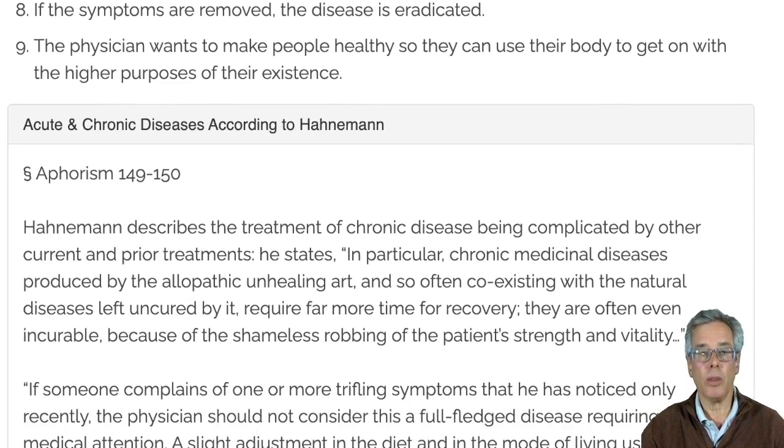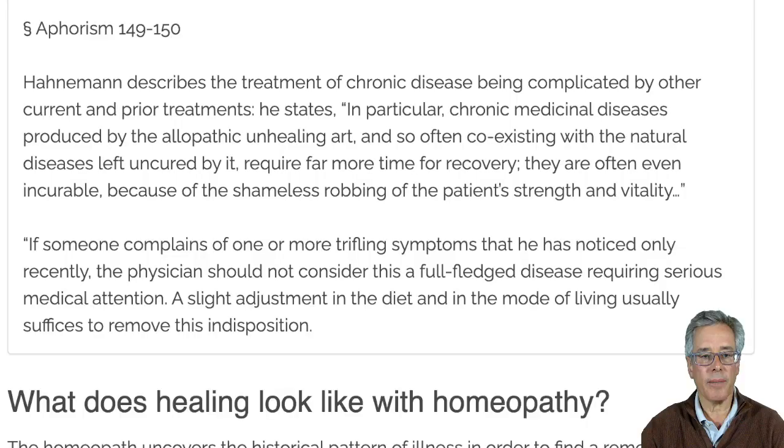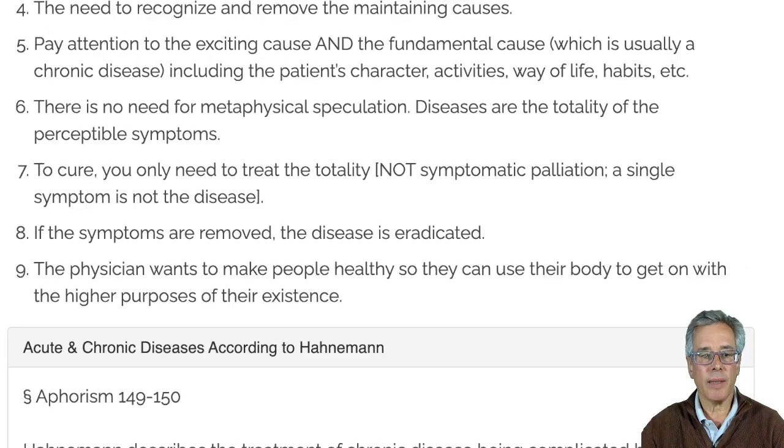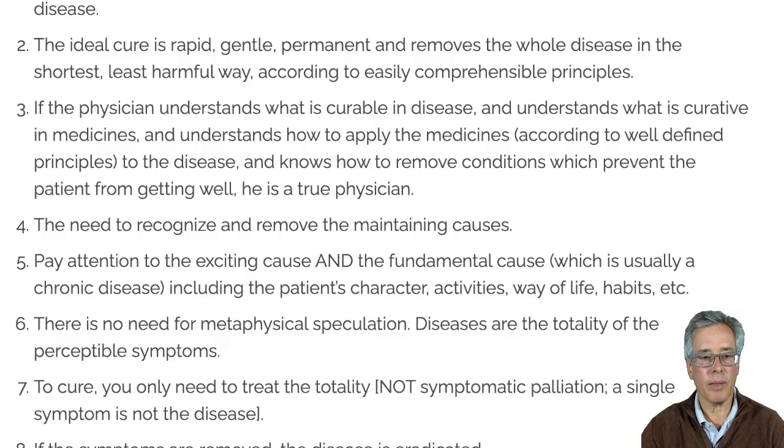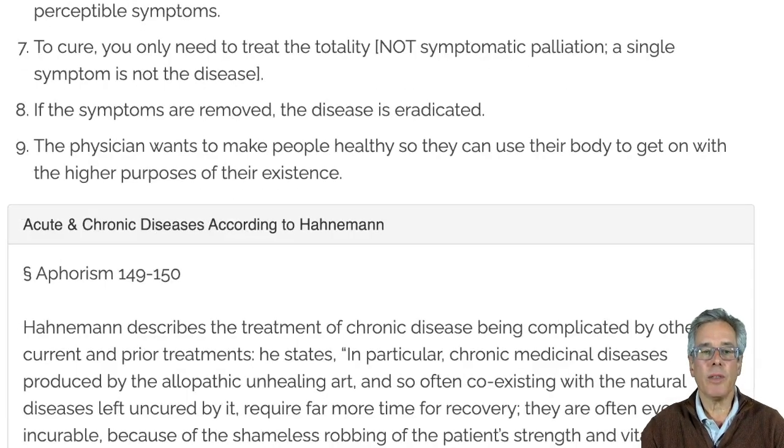These are part of a whole system of derangement that we need to explore and understand in order to cure it. If the symptoms are removed, the disease is eradicated. So you might think that's in contradiction of what he said in terms of a single disease is not a symptom. No, not symptomatic palliation. What he's really saying is that all the symptoms, if the symptoms are removed, the disease is eradicated. So that means all of the symptoms, not just one symptom.